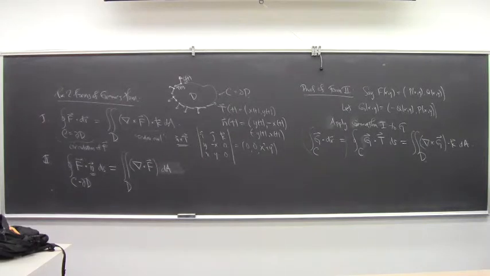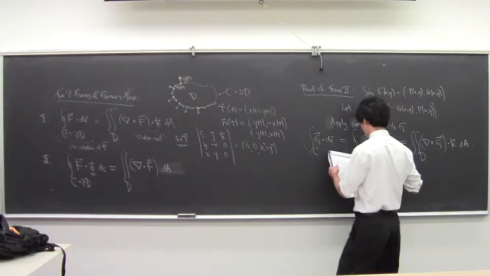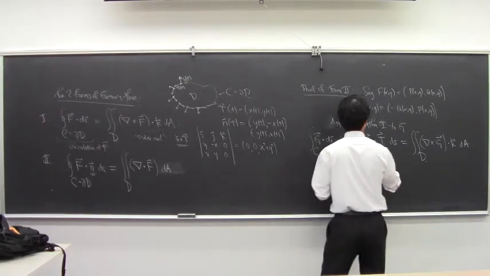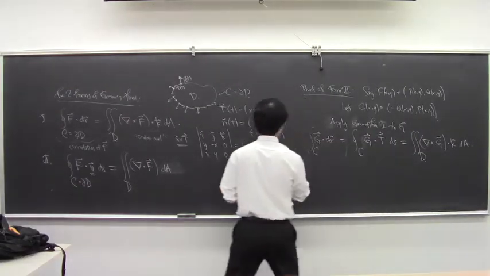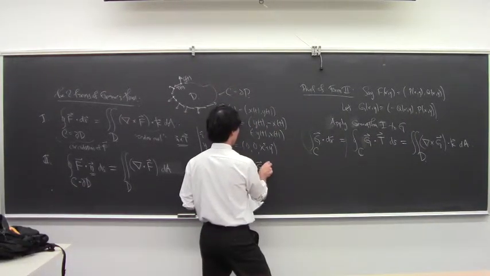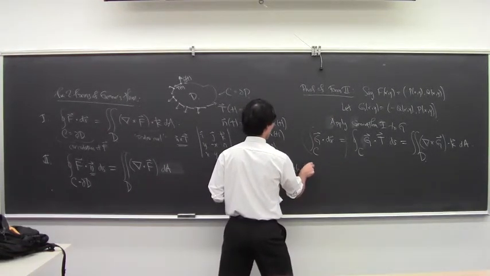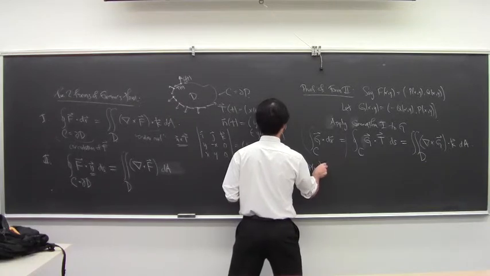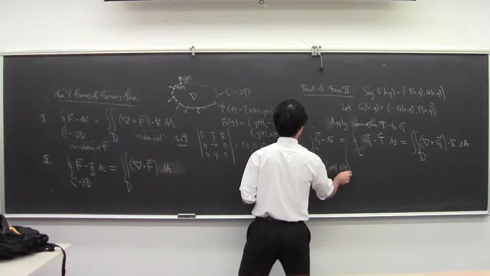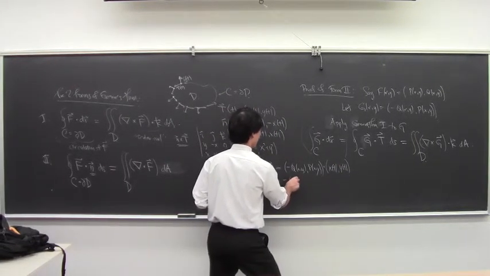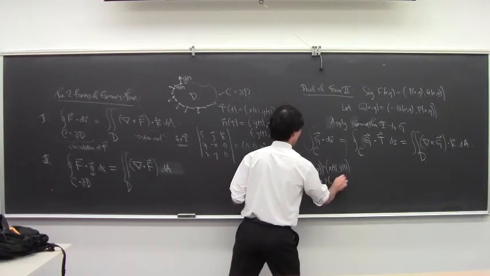Okay, so let's see what that is, right? What is G dot T? You think about it, right? G dot T is going to be negative Q, P dotted against x of t, y of t. So it's going to be negative Q x plus P y.